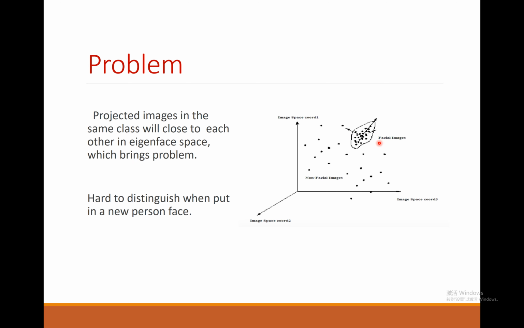But there is a problem when we use Euclidean distance to classify. We can see that after the images are projected into the eigenface space, the images in one class will be close to each other in the space, while other points are far from this class. But if we have a new person's image, it will be far from any class, but it might be classified into one of these classes, which brings some problems.